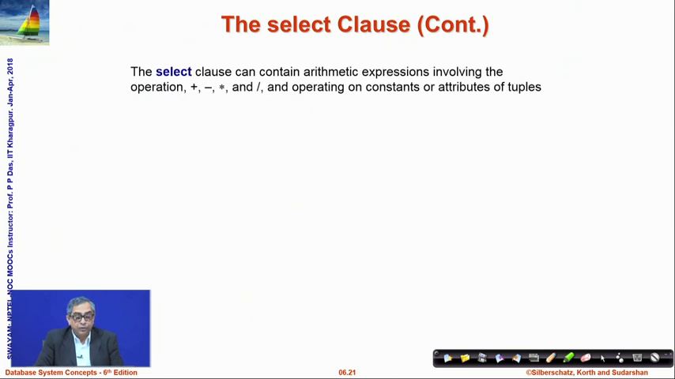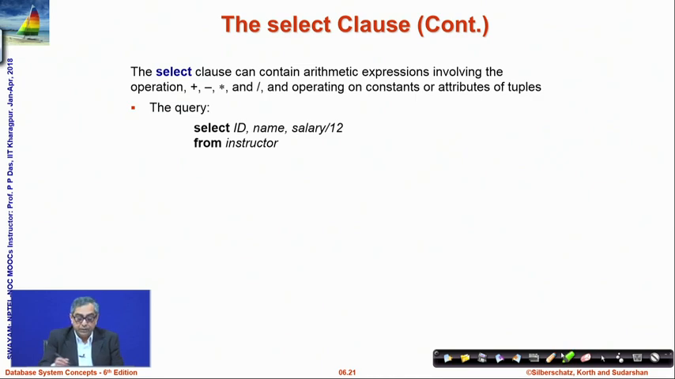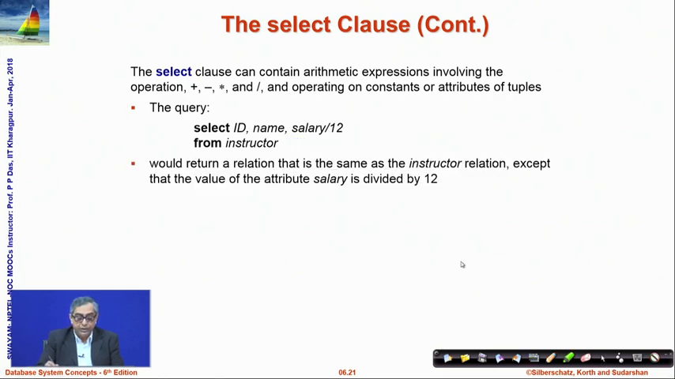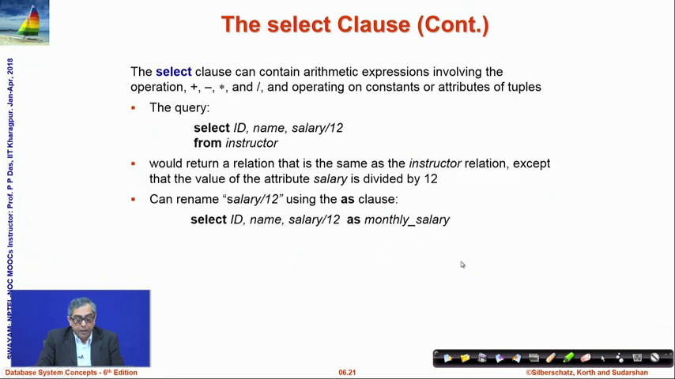The select clause can also use basic arithmetic operations. For example, here we are showing a select where the third attribute is salary by 12. Assuming that the instructor table has a salary number which is annual, salary by 12 naturally gives you the monthly salary. So, such arithmetic choices can also be made.